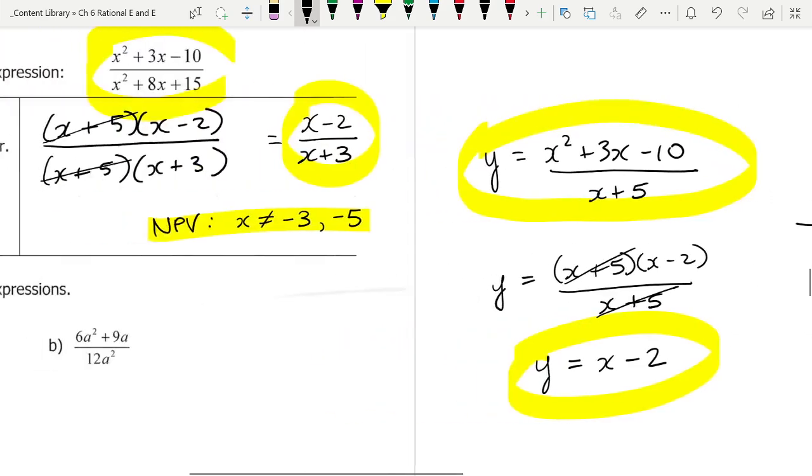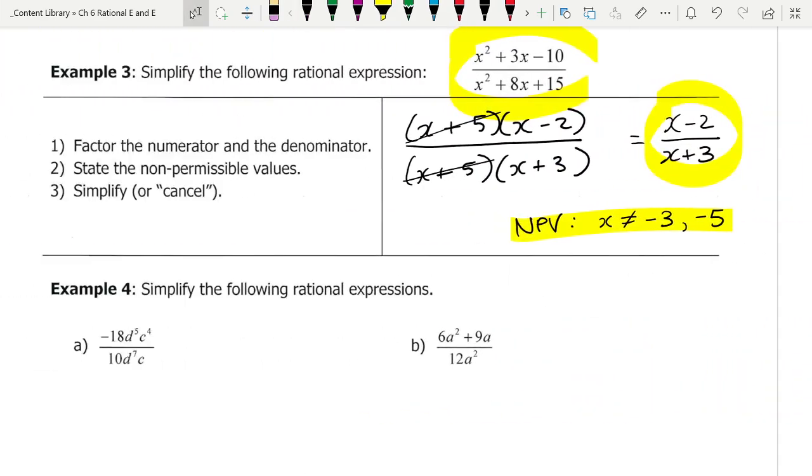Anyway, let's go back to the notes. That was a fun little diversion. Got to graph some stuff.